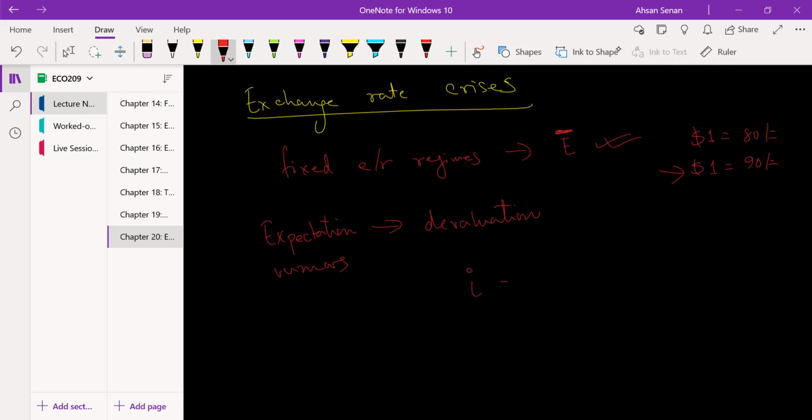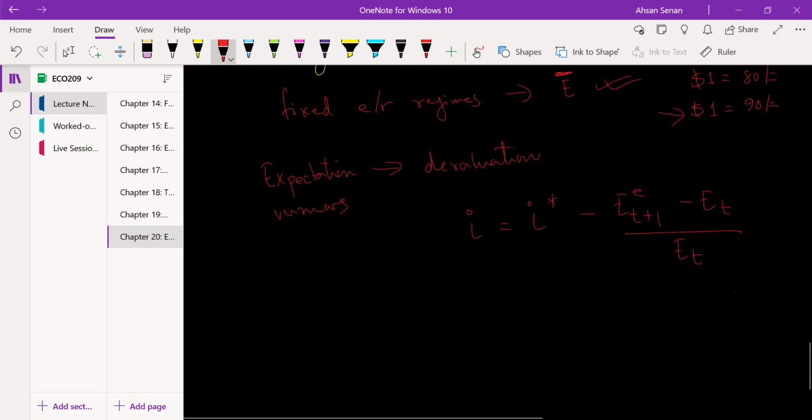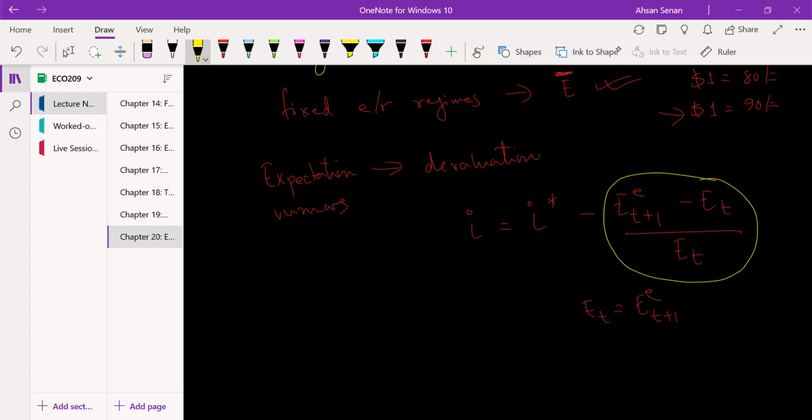Remember this equation: foreign interest rate minus (E^e_{t+1} minus E_t) divided by E_t. Right? Now here's the thing. When we have a fixed exchange rate regime, E_t is equal to E_{t+1}, right? We don't expect the exchange rate to change. So effectively this entire thing is equal to 0. And we end up in a situation, we've seen this in chapter 19 already, where the domestic interest rate must be equal to the foreign interest rate.